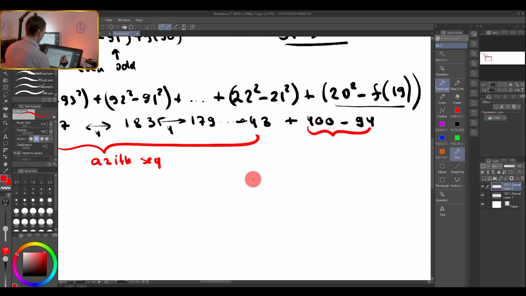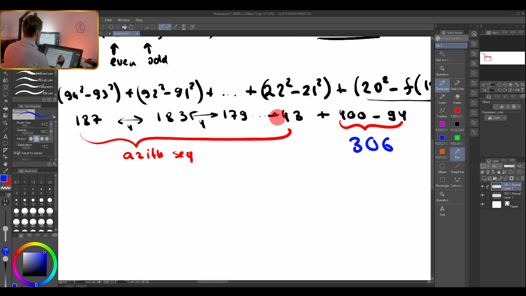And here comes very simple algebra. So this difference is obviously 306. So this one is 306. And let's work with this sum.